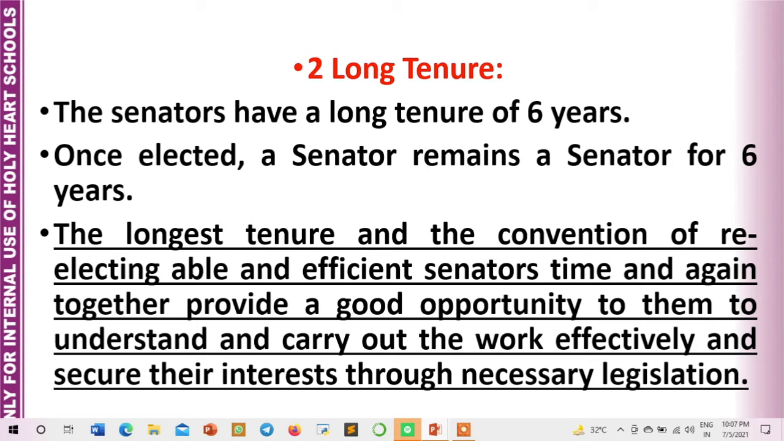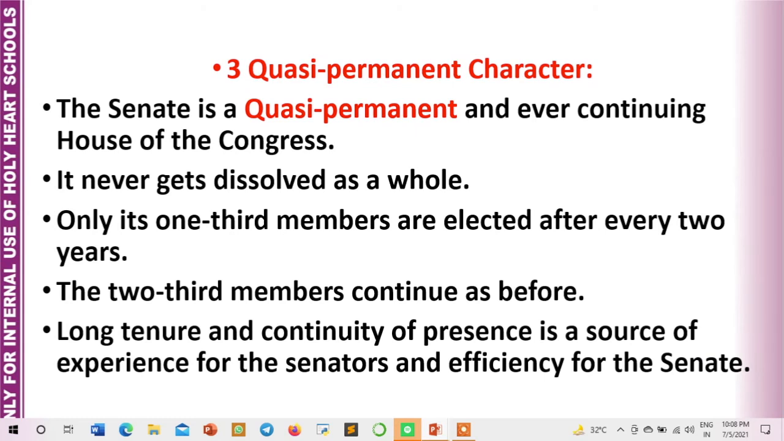The longest tenure and the convention of re-electing able and efficient senators time and again together provide them a good opportunity to understand and carry out the work effectively and secure their interests through necessary legislation. The next point is quasi-permanent character. The Senate is a quasi-permanent and ever-continuing house of the Congress. It never gets dissolved as a whole.